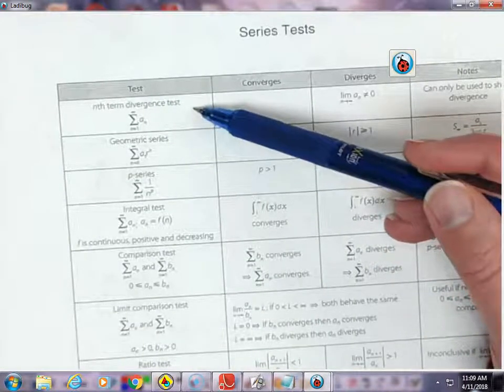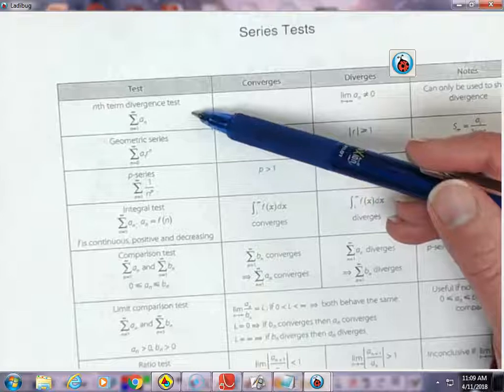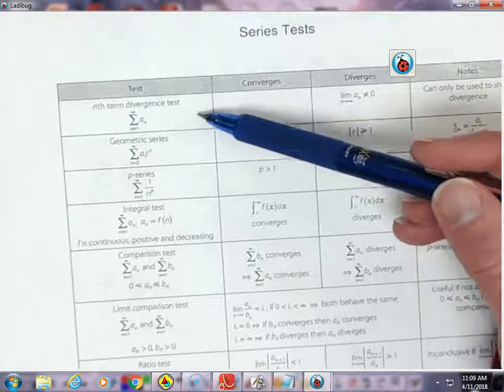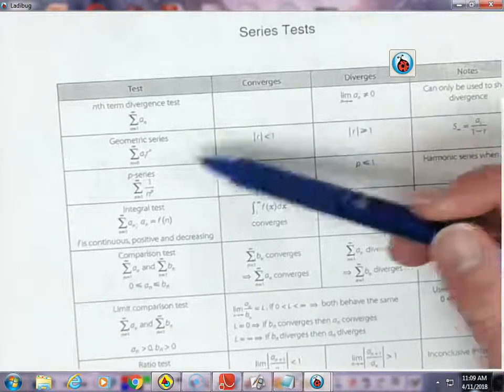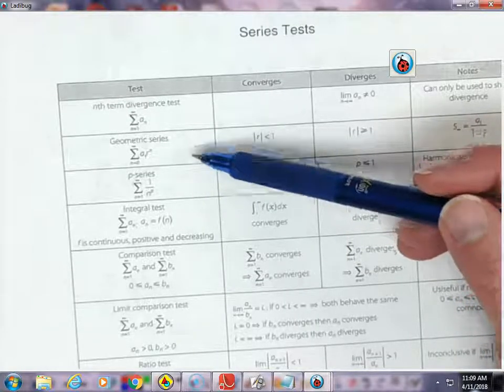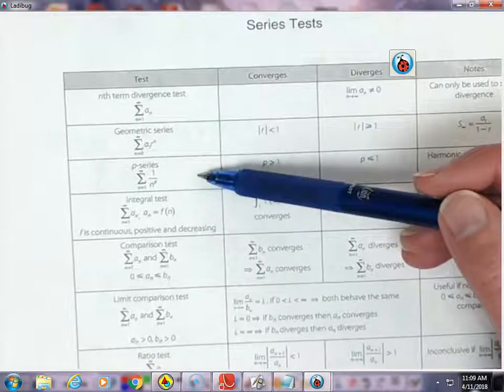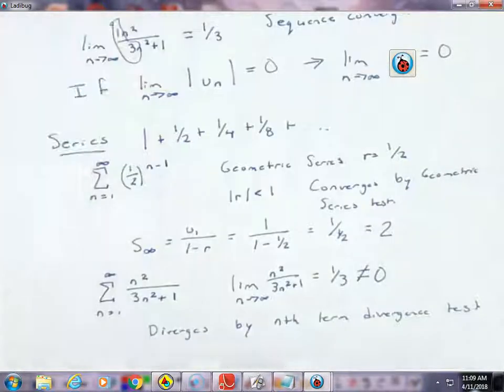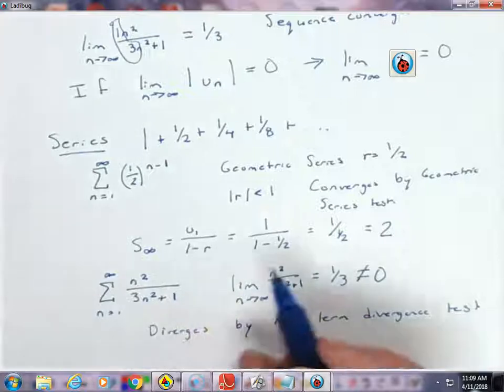Nth term is really what you should do absolutely first, because there's no way it converges if the individual terms aren't going to 0. Geometric is one of our easiest ones. We've known that since Algebra 2. P-series is the next one I'm going to talk about. So you notice that it's in this form, so just a little example here.